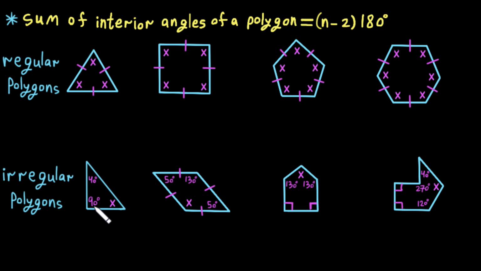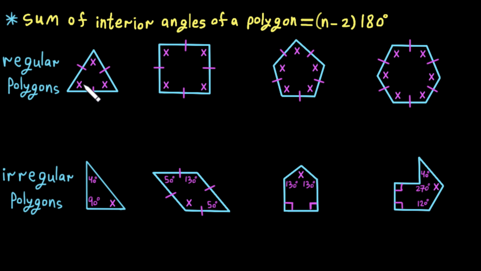Like here, you can see 90 degrees, 40 degrees. So this is of course not a regular polygon. Here the shapes at the top are regular polygons, while the shapes at the bottom are irregular polygons. Let's start with this regular triangle. As you can see, all its sides and angles are equal. The specific name for this regular triangle is an equilateral triangle.